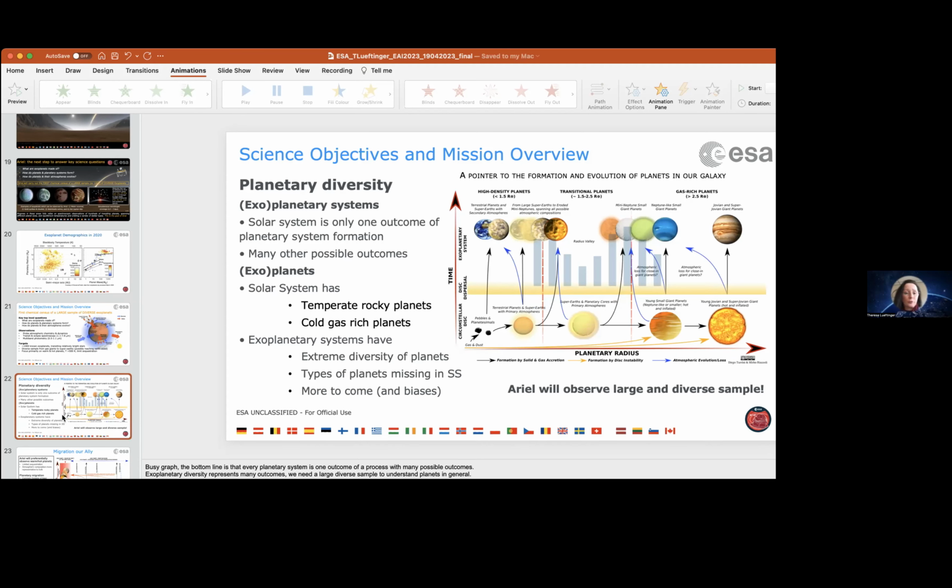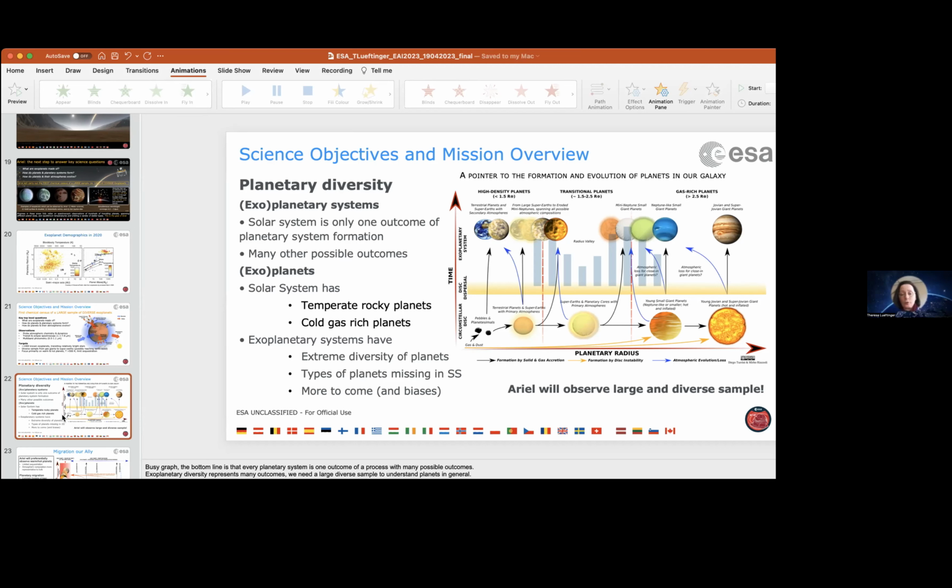What we also really want to find out is the position of the solar system, or how it can be related to exoplanetary systems in the end. So we know that the solar system is only one outcome of planetary system formation, but there are many other possible outcomes, of course. The solar system, for example, has temperate rocky planets and also cold gas-rich planets. But in exoplanetary systems, we face a lot more diversity. We have very extreme cases, so-called hot Jupiters, Jupiter-like gas giant planets that are very close to the star, something we do not see in the solar system at all.